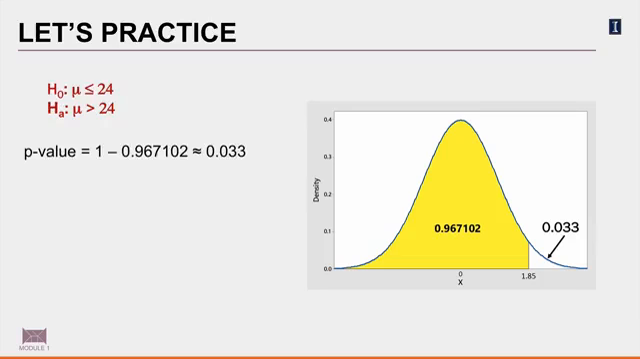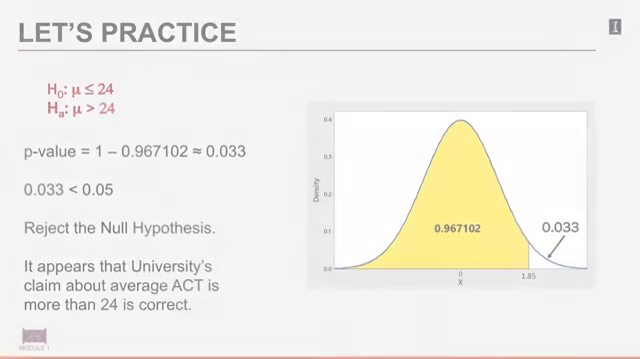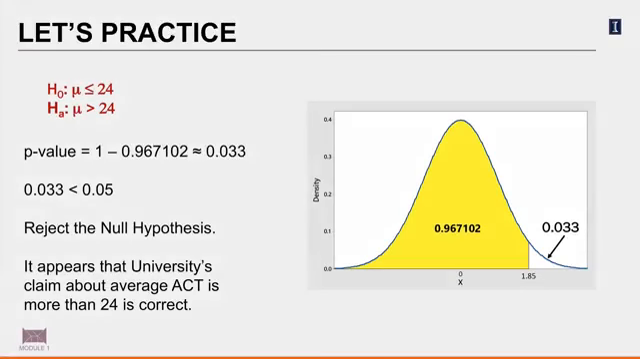So what is your conclusion? Since p is less than alpha, we will reject the null hypothesis in favor of the alternate, which means it seems the university is correct in thinking the average ACT score of the freshman is higher than 24.